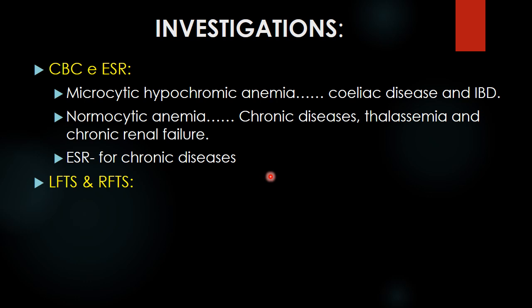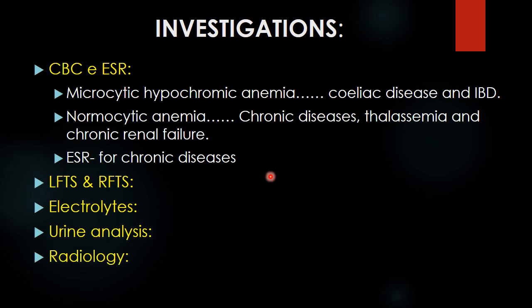LFTs and RFTs, you want to see if there is any derangement suggesting chronic liver disease or chronic kidney disease. Electrolytes would be abnormal in certain conditions, for example in renal tubular acidosis, where there might be hyponatremia or hyperkalemia, and these children can have short stature as one of the manifestations. Urine analysis, again looking for proteinuria or hematuria or red cells and casts, etc. The most important investigation in the context of short stature would be an X-ray to calculate the bone age of the child.